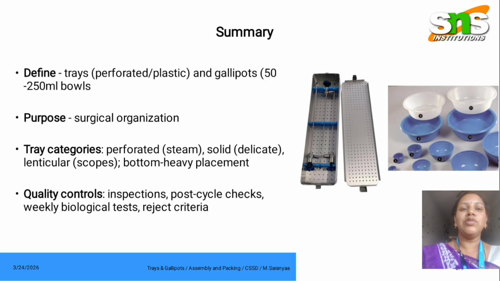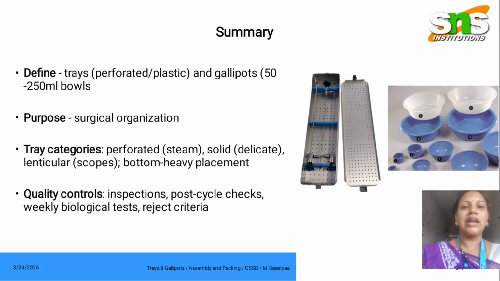So the summary I am here to define is that trays are of two types, like perforated or plastic, and gallipots are of different sizes of bowls. The purpose is for surgical organization that helps the surgeon to take the instruments for the proper need of surgery. It is also helpful for the nurses to assist the doctors during the surgical procedure to take appropriate instruments from the gallipots or trays. It is not the only advantage; other advantages are that trays and gallipots are helpful for proper sterilization, assembling of equipment, and for proper receiving and using of equipment.